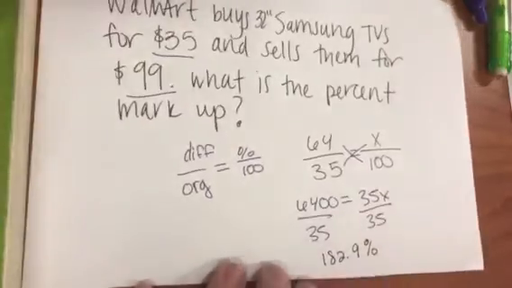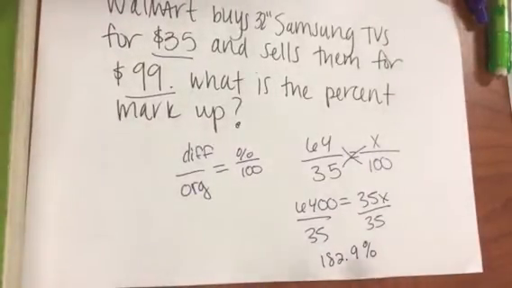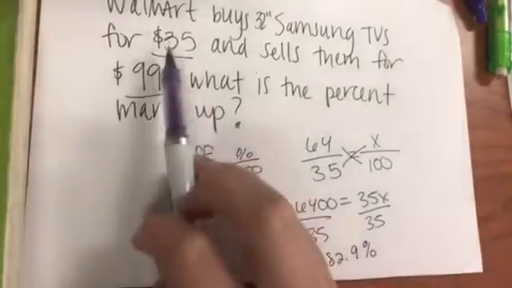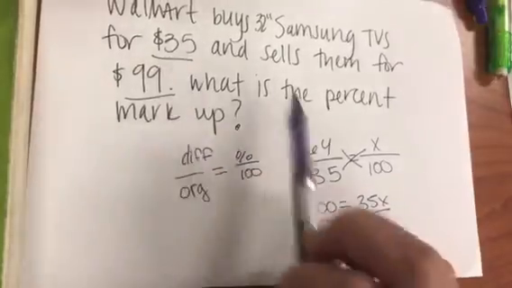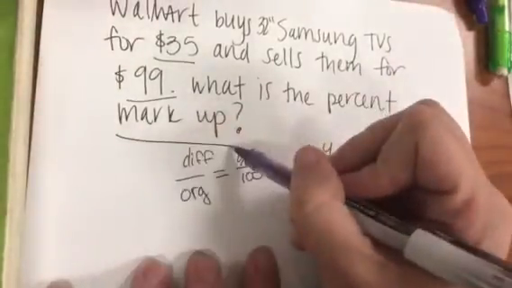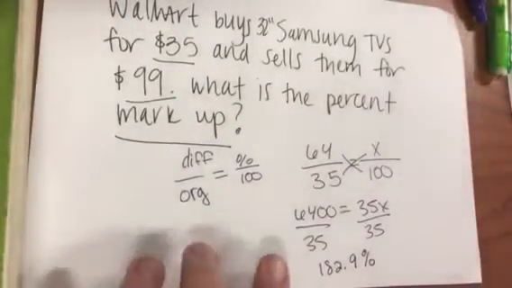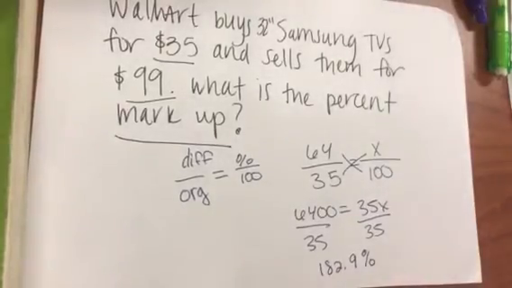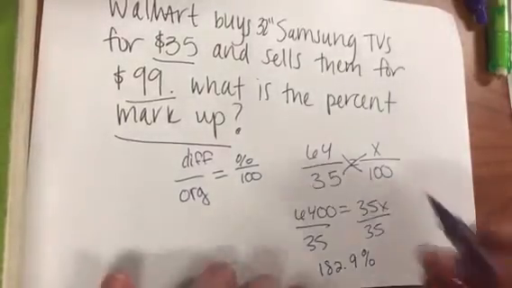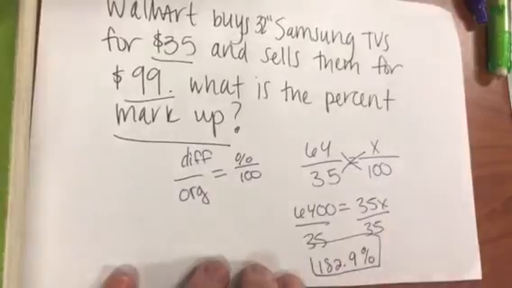So they're making a decent amount of money on that, because they're marking it up 182.9%. And it's okay for us to have something bigger than 100? Yes, because remember, 100% would be for them selling it at $70. This is a markup, which means it's going to go up from the original. Just making sure that you all know that it is okay to have something more than 100.